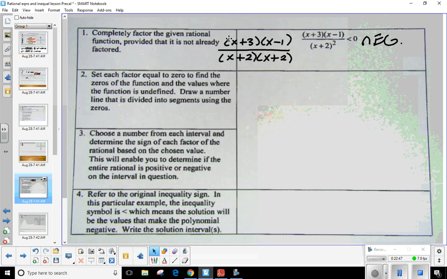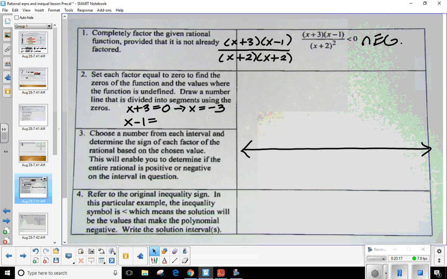Okay. So I'm going to go ahead and draw my line, this sign chart. Now remember, this is the x-axis. Okay. So how do I find the values that go on there? Okay. There you go. Set each of those group factors equal to 0. So x plus 3 equal to 0. Then I get x equals -3. x minus 1 is equal to 0, implies x equals 1.